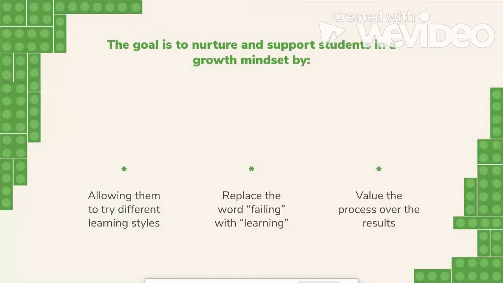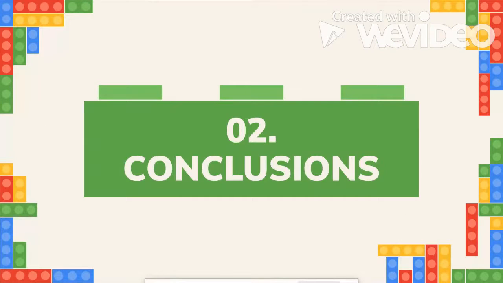The goal is to nurture and support students in a growth mindset by, 1, allowing them to try different learning styles, 2, replacing the word failing with learning, and 3, valuing the process over the results.